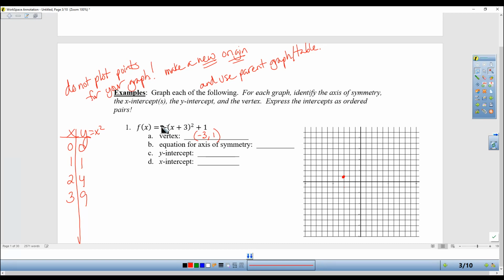So what I do is now that I have my vertex, I could make a table and plug numbers into here. It would be a lot of work. Instead, if I think of this as 0, 0, actually, I don't want to write it there because I just realized this is going down. So if I think of this as my new 0, 0, then I can plot 0, 0, 1, 1, 2, 4. Notice I'm going down instead of up: 1, 1, 2, 1, 2, 3, 4. Because of this negative here, go down instead of up.